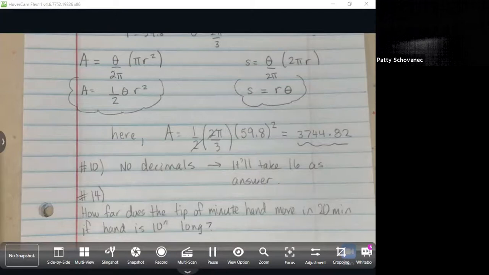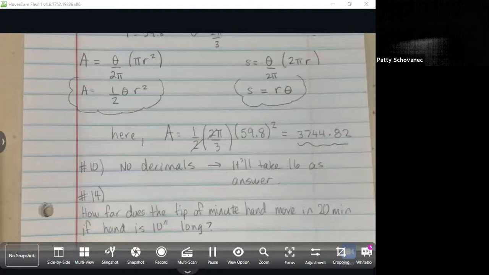So think about how many radians are in a whole circle. How many radians is there in a whole circle? 2 pi. Okay, so the circumference of that whole circle is 2 pi times r. So this particular clock has a circumference of 2 pi times 10. To figure out how far the hand has moved in 20 minutes, we just need to figure out what fraction 20 minutes is of the entire clock.